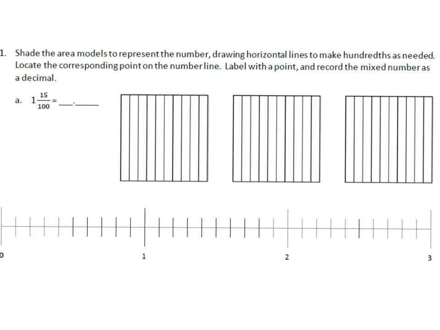Look at letter A. We have 1 and 15 hundredths. Let's write that as a decimal. So we have 1 decimal point 1 5. Now we will need to shade in the models. We have one whole, so we will shade in one whole square.